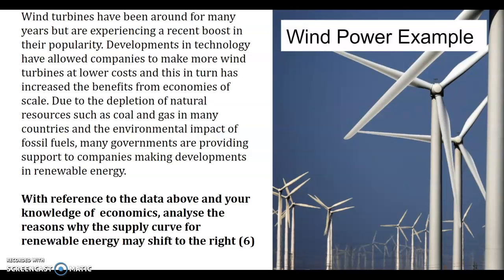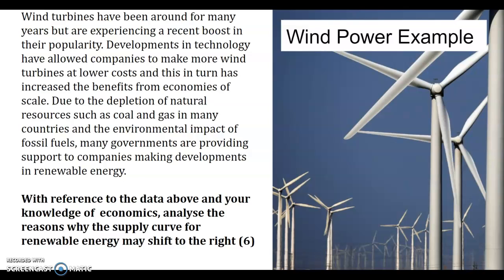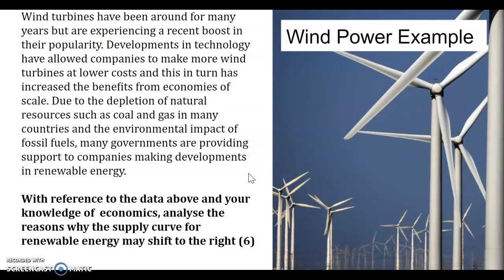The question is, with reference to the data above and your knowledge of economics, analyse the reasons why the supply curve for renewable energy might shift to the right. Okay. So very similar wording across all of the questions. So what we would do, if we look at the question, being the reasons why the supply curve has shifted to the right or may shift to the right.